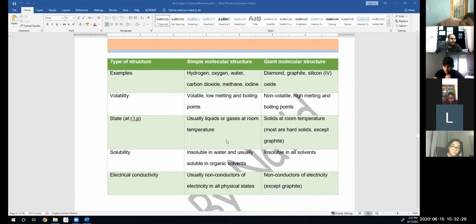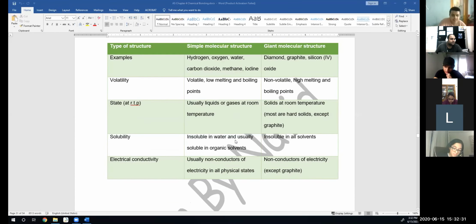Sir, isn't silicon dioxide a semiconductor? Silicon dioxide? A semiconductor? Silicon is a semiconductor. Is it silicon dioxide or silicon? It's silicon.